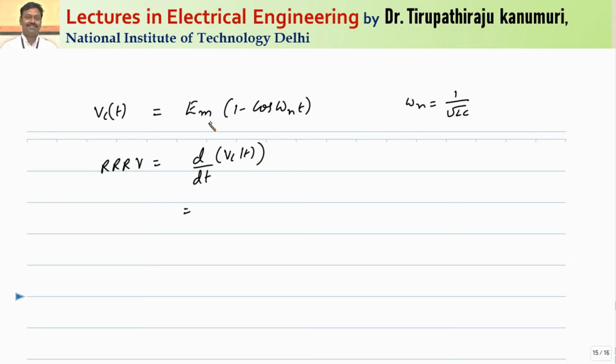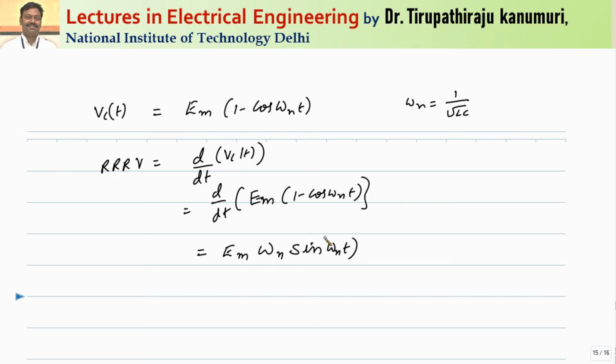So we take d by dt of this, d by dt of E maximum into 1 minus cos omega n t. Agree with me? So this is the value we have to calculate. When you calculate this, it will be equal to E maximum into d by dt of 1, which becomes 0, and d by dt of cos omega n t becomes minus sin omega n t, minus minus becomes plus, and d by dt of omega n t becomes omega n. So this becomes E maximum into omega n into sin of omega n t. This is the value we get.